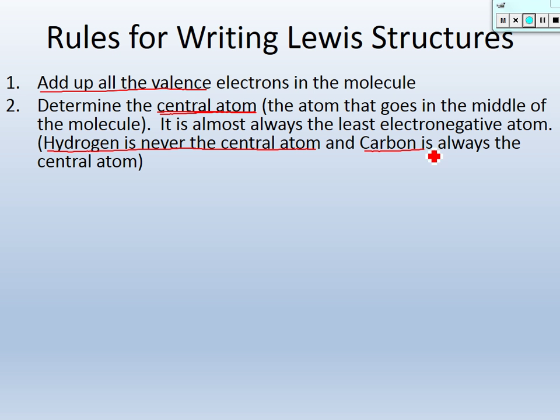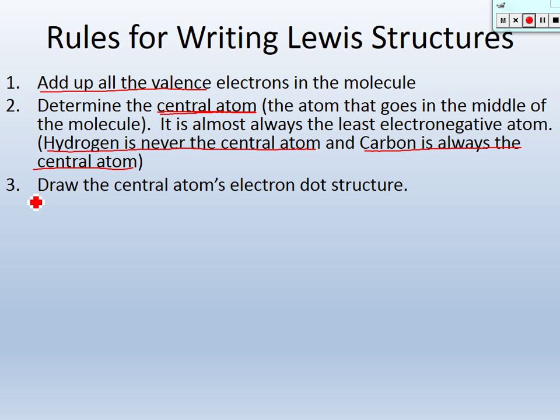But carbon, if you have carbon in your molecule, it is always the central atom. So underline those two things. Carbon always goes in the middle, hydrogen never does. Okay, number 3. After you have determined the central atom, you're going to draw the central atom's electron dot structure.